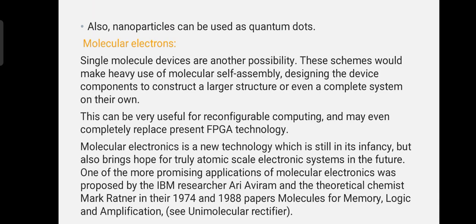One of the more promising applications of molecular electronics was proposed by the IBM researcher Ari Aviram and the theoretical chemist Mark Ratner in their 1974 and 1988 papers, Molecules for Memory, Logic and Amplification, a unimolecular rectifier.